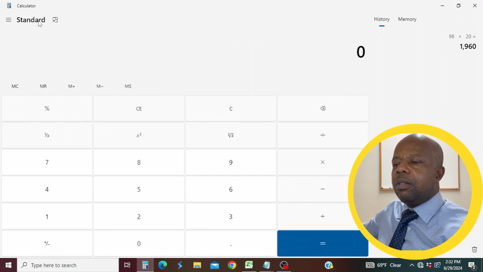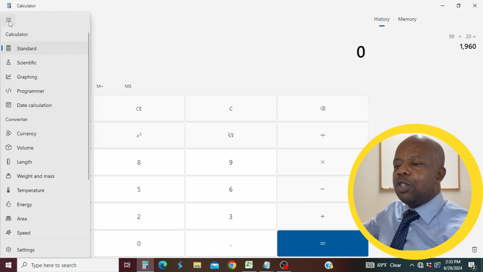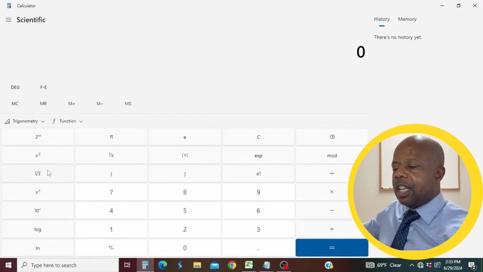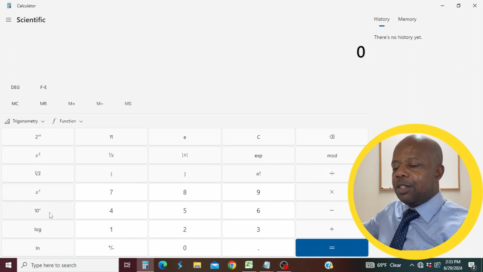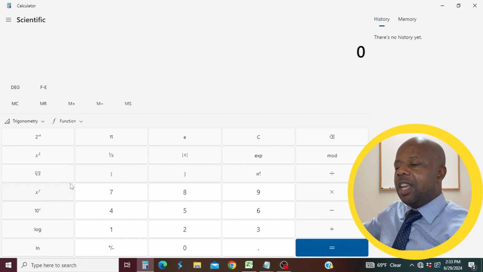Now, when you look to the top left, you see 3 horizontal lines. Once you click on that, it will show you a lot of other modes of calculator that you have. You see the scientific, for example. The scientific builds on the standard calculator, and it gives you a lot more functions and things that you can do. You see n factorial, for example. You see x raised to power y. So you can pick any number and raise it to the power of any number.